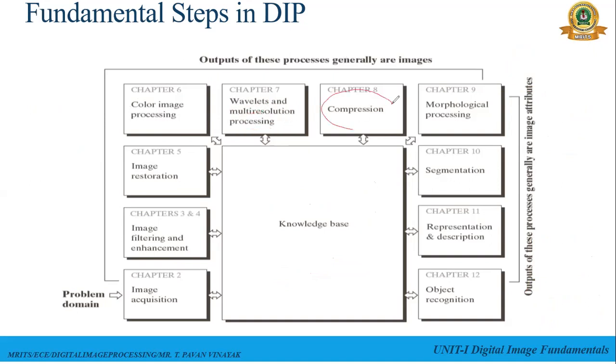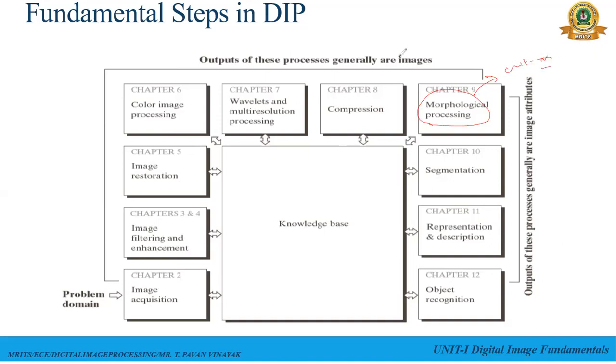Next technique is compression. This is your fifth unit. So what is compression? Compression means reducing the size of the images. What is the use of compression? For transmission purposes, we use compression techniques. Next one is morphological processing, your fourth unit.